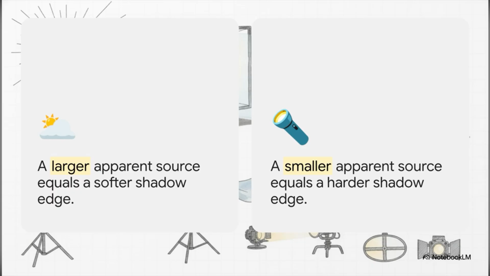Those rays literally wrap around the subject, filling in their own shadows and creating that gentle, feathered, wide transition edge we talked about. Conversely, a smaller apparent light source equals harder light. If the light looks like a tiny pinpoint from the subject's point of view, well, all those light rays are traveling in practically the exact same direction. They strike the subject uniformly, creating a sharp, crisp, distinct shadow edge. It's pretty simple. Big means soft, small means hard.